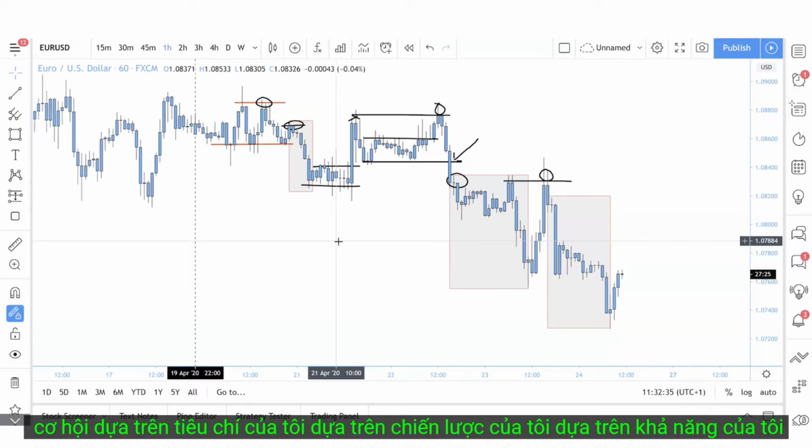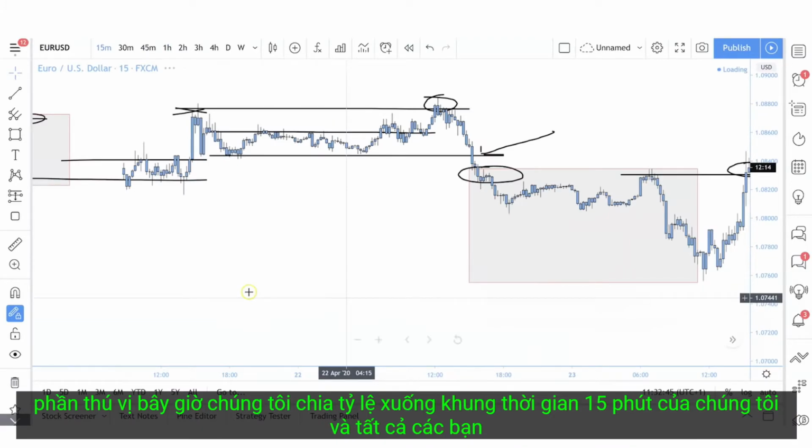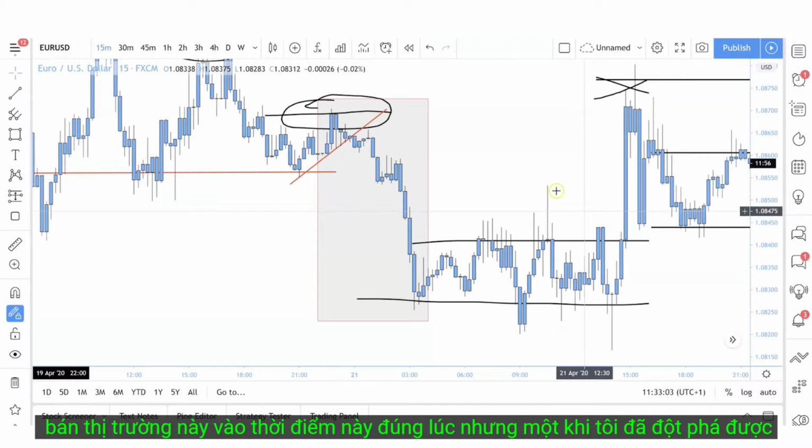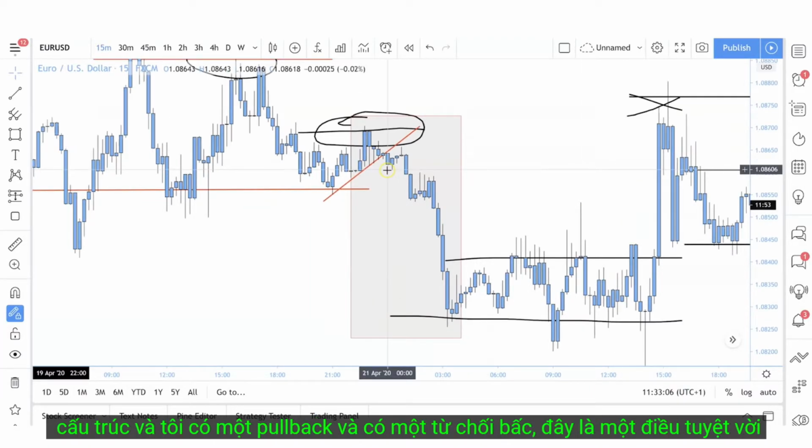So now let's get down to the fun part. We now scale down to our 15-minute time frame, and all of you should be doing this, scaling down to your pattern time frame. And now we can start dissecting this information. Now, remember this level here in the market, it was the lower high, which was indicating to me a sellable opportunity. Now, with this structure in the market, it's clearly up here, so I'm not looking to sell this market at this moment in time. But once I have a breakout of that structure, and I have a pullback, and I have a wick rejection, this is a great opportunity for me to take a trade.